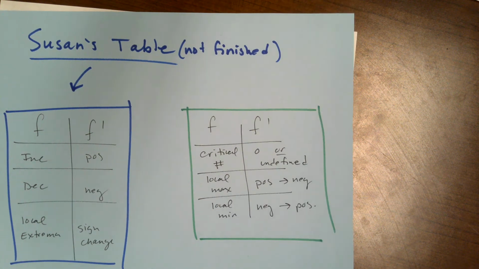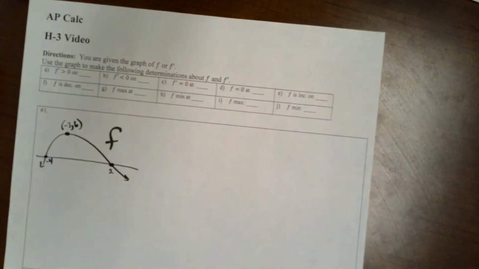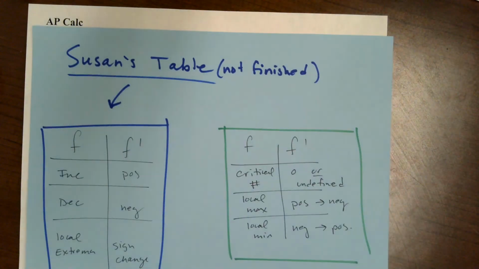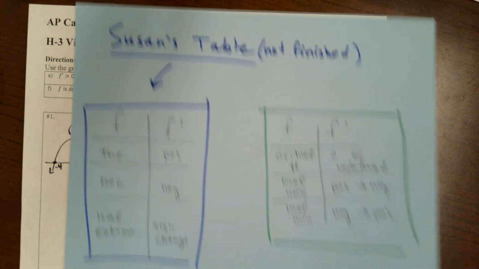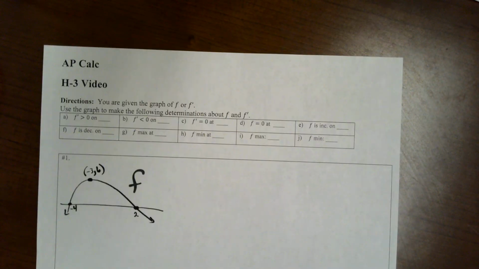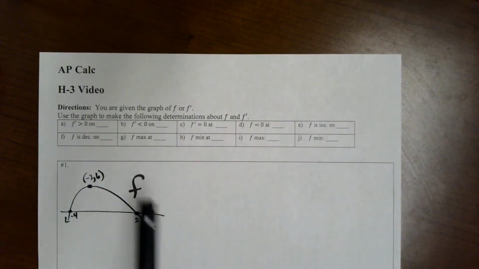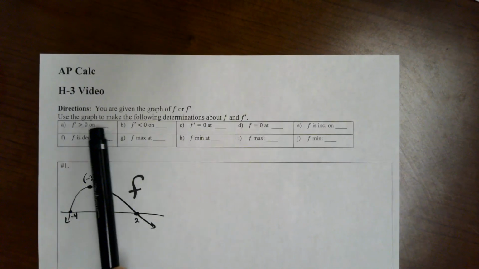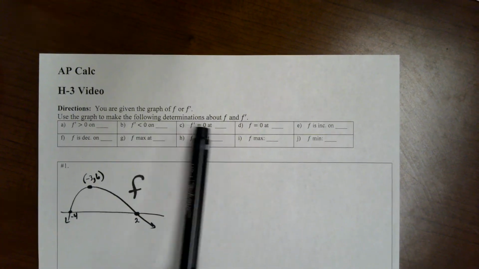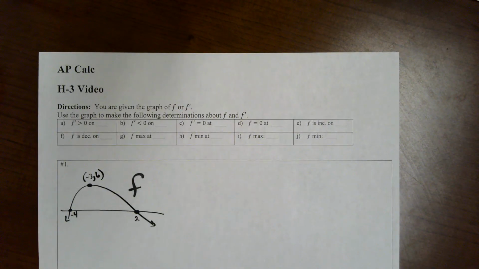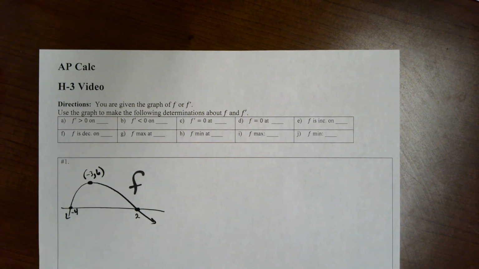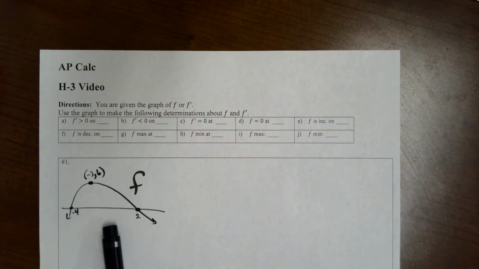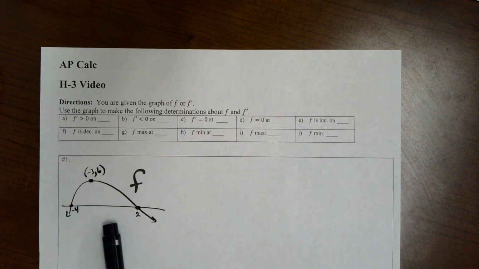So, all right, we're going to do these problems using this information. I'm going to do numbers 1 and 2 from the practice. So you are given the graph of F or F prime. Use the graph to make the following determinations about F and F prime. So be very aware of the graph that you're looking at. So this is the graph of F.